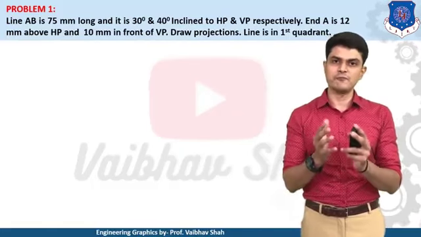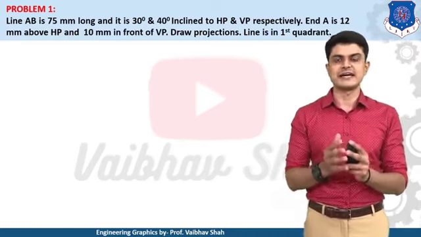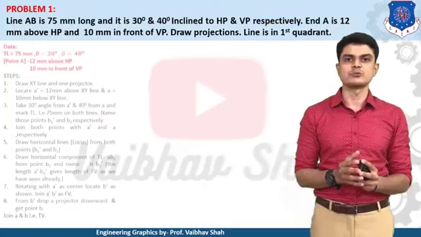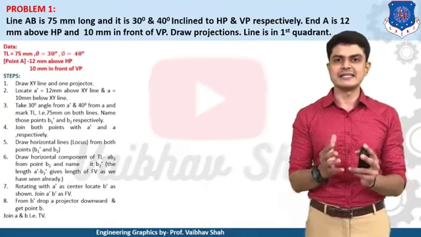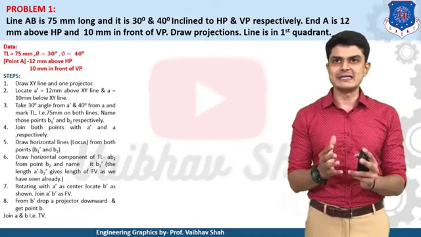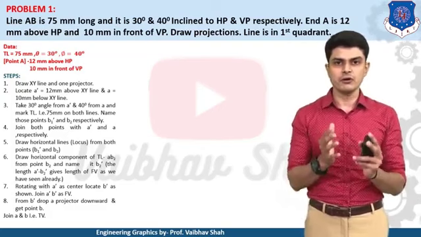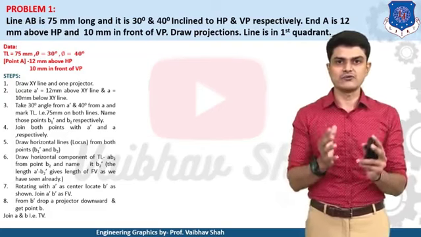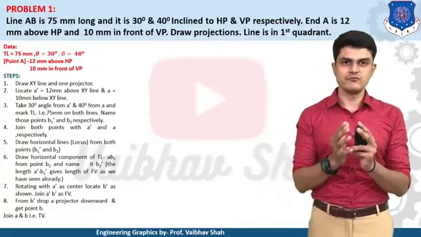So we'll be solving the example of point first, and then we'll solve the example of line based on our master diagram. So let us first note down the data. True length is equal to 75 mm, theta is equal to 30 degrees, phi is equal to 40 degrees, and point A is 12 mm above HP and 10 mm in front of VP. Before writing the data, don't try to rush to solve the example. Remember that.